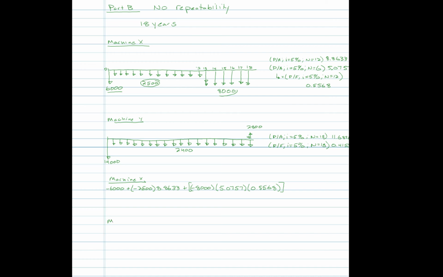And machine Y is going to have already negative 14,000, and then we're going to combine that with the negative 2,400 times the factor that we have to use there of 11.6896. And finally, there's a positive salvage value of 2,800 that will be moved from year 18 back to year 0, and the factor for that is 0.4155.